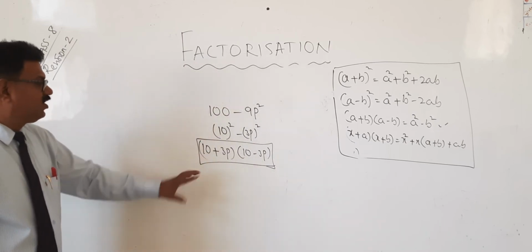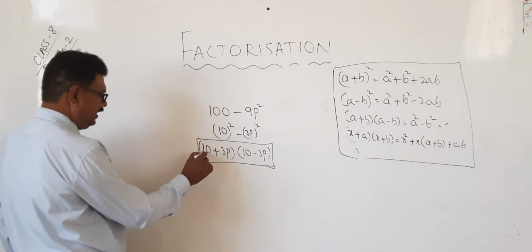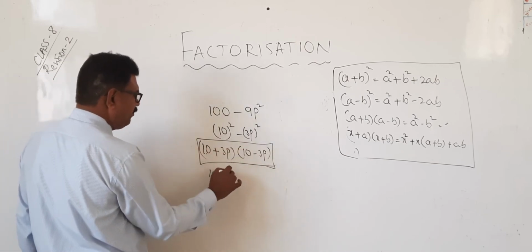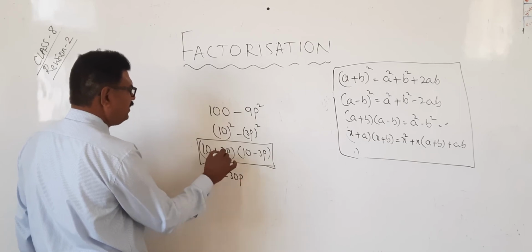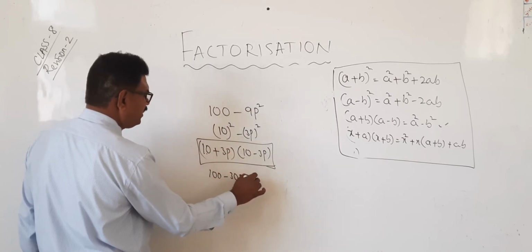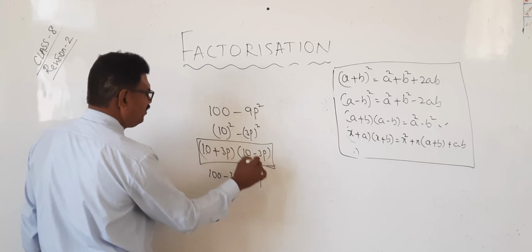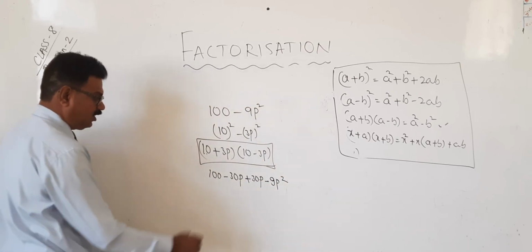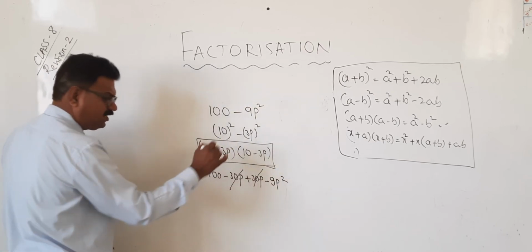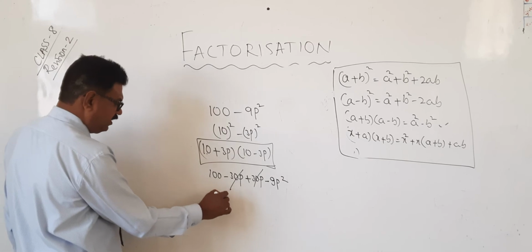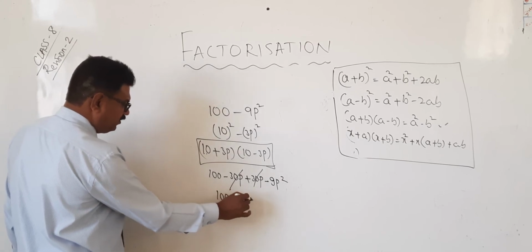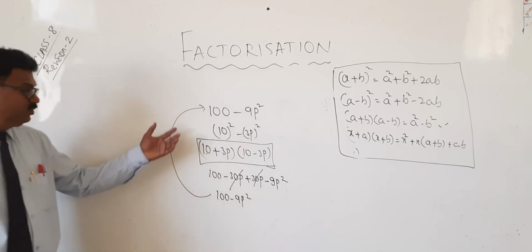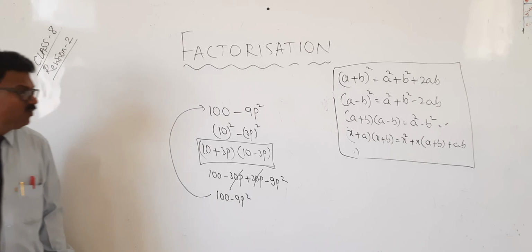Sir, whether it is correct or not, you can multiply. You see, 10 into 10 is 100. 10 into 3p is 30p. 3p into 10 is 30p, plus 3p into minus 3p is minus 9p square. Now minus 30p gone, plus 30p gone. So how much is there? 100 minus 9p square. So like this you can verify your answer. Okay? Right.